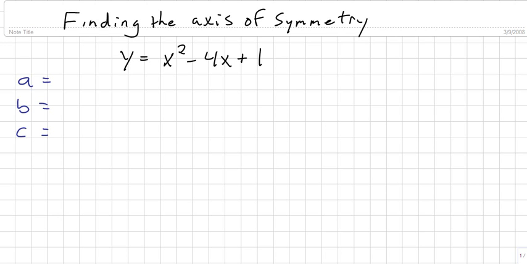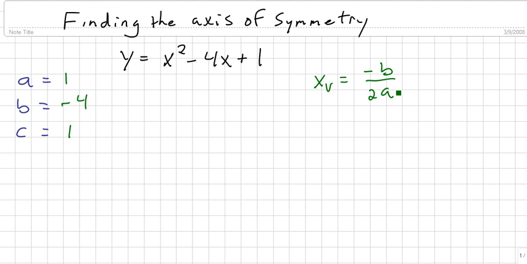Alright, here we are finding the axis of symmetry. But before we find the axis of symmetry, we must first find the vertex of this particular quadratic equation. And finding the vertex involves finding the a, b, and c values and then plugging them into our good old formula for the x-coordinate of the vertex, which comes down to negative b over 2a.